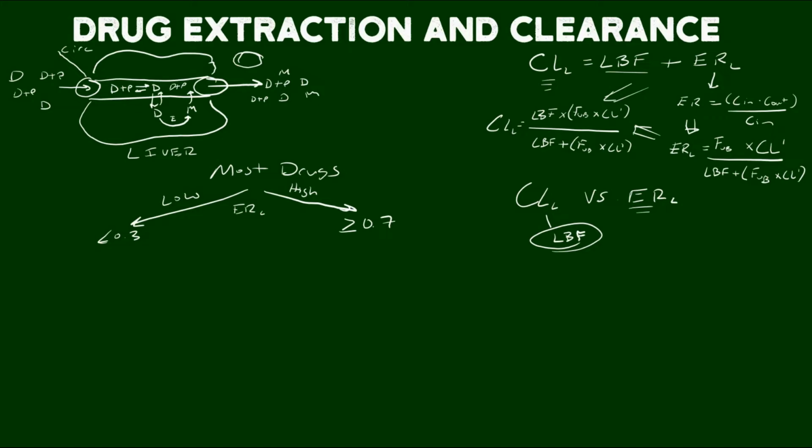So what does that mean in our figure? That means for a low extraction drug, we see a lot more D's than M's on the right side. For a high extraction drug, theoretically, you'd see a lot more metabolites than drugs on the right side. So what does that do to the equations themselves? Let's take a look.